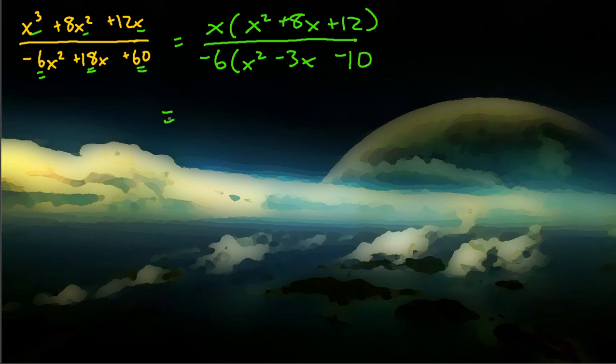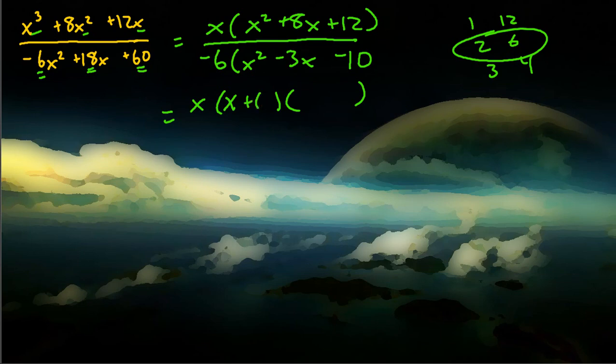And now if possible, I'm going to factor that numerator a little bit further. Maybe it does, maybe it doesn't. When I think of factors of 12, I think 1 and 12, 2 and 6, 3 and 4, and I think, is there any sum of these that would give me an 8? And 2 and 6, 2 plus 6 gives me 8. So I have x plus 6 and x plus 2. Now notice when I write my factors, it's based upon that last term right there.